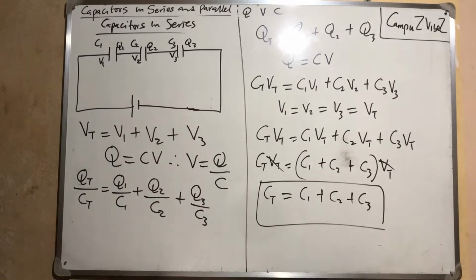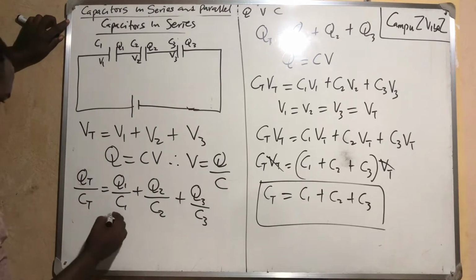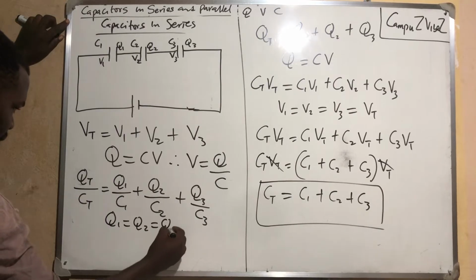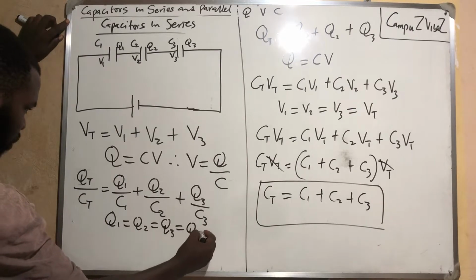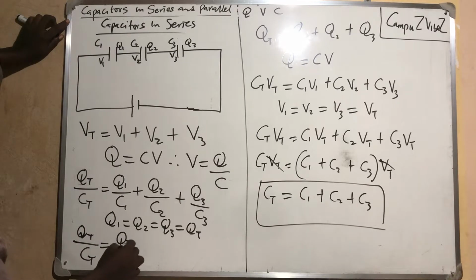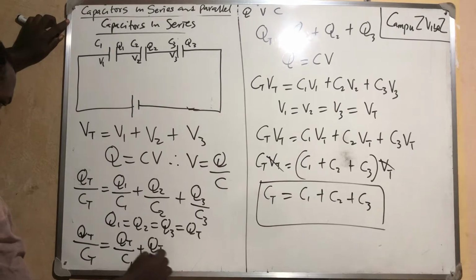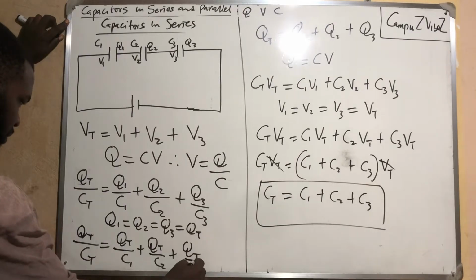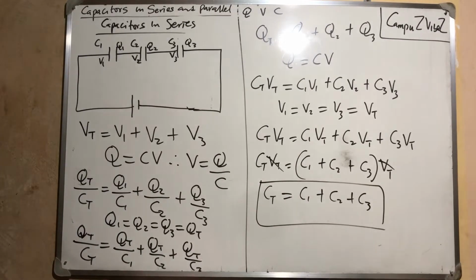Now from here, you will notice that I told you that for capacitors in series, the charge are the same. So Q1 must be equal to Q2 and it must be equal to Q3. So let me represent all of them, since they are equal, by QT. So I'm having that QT over CT is equal to QT over C1 plus QT over C2 plus QT over C3. All right.